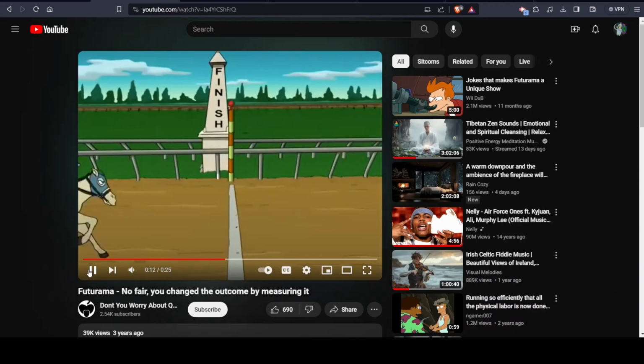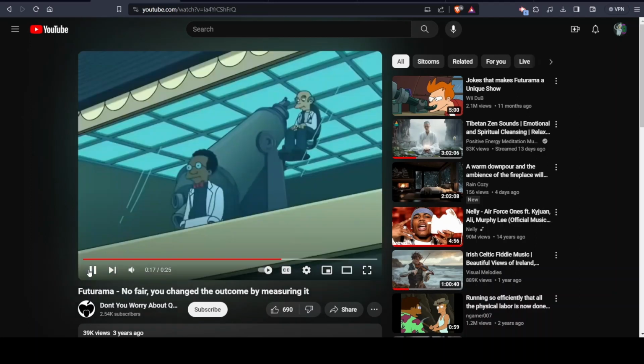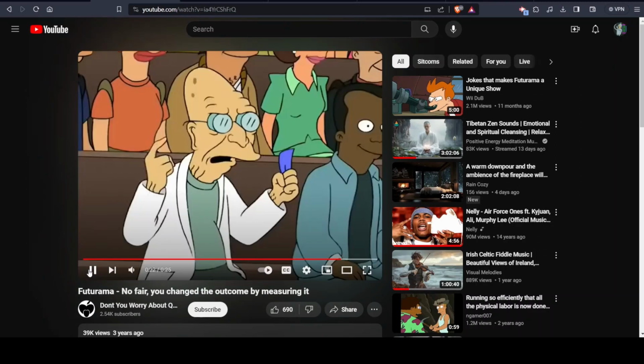It's a dead heat. They're checking the electron microscope, and the winner is number 3 in a quantum finish. No fair! You change the outcome by measuring it.